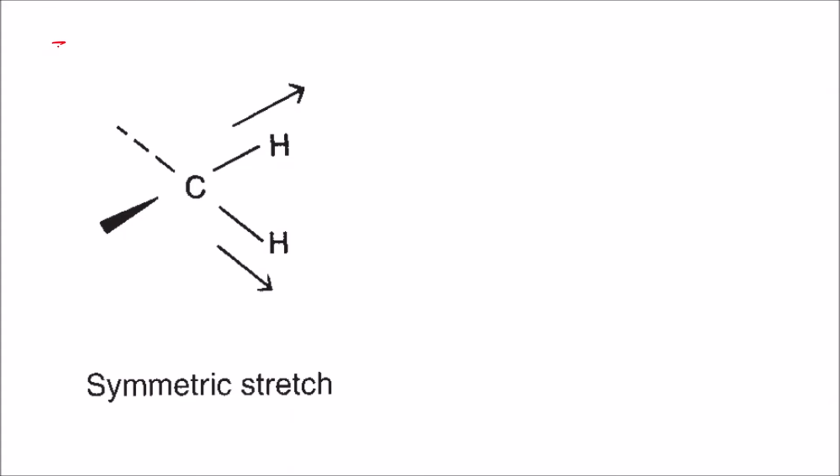First, what we are seeing is the stretching vibrations. So first is what? First is symmetric stretching. Symmetric means same. Okay, so you are stretching two bonds in same direction. As you can see here, both are directed outward, away from the central atom. Okay, this is called a symmetric stretching.